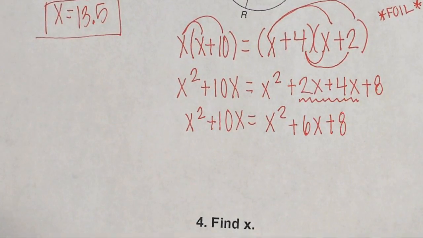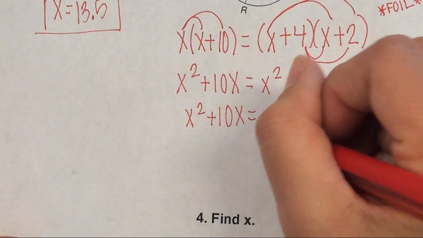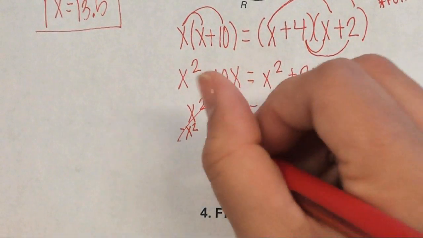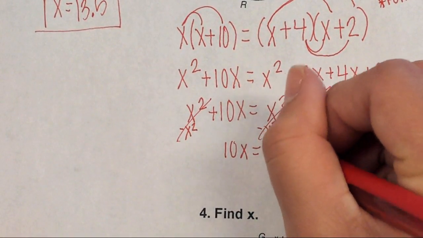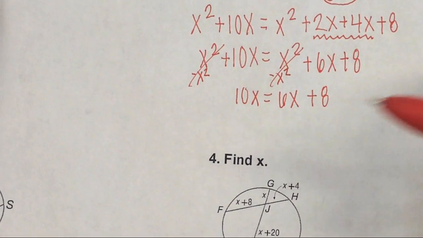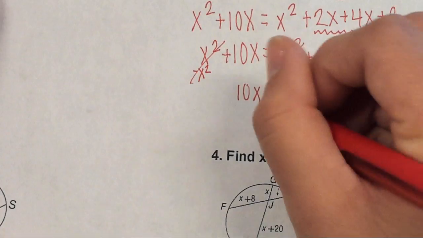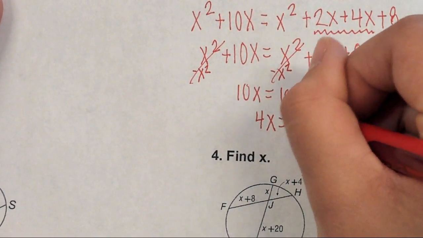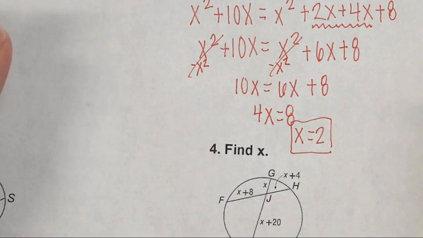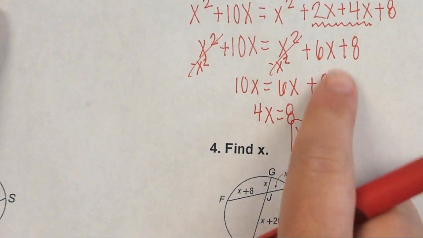Now, what do we have the same exact thing on both sides? What do you see? An x squared and an x squared. So if I subtract this x squared from both sides, what happens? They cancel. So we're going to be left with 10x equals 6x plus 8. Well, how do I get the 6 to the other side? Subtract. So 10 minus 6 is 4. And then bring down your 8. And x is equal to 2. That's as hard as it will get. That right there is as hard as this will get.